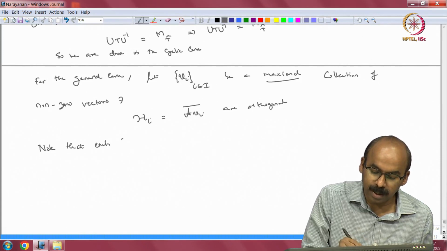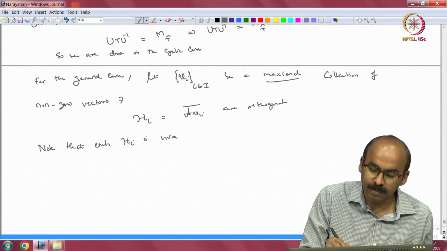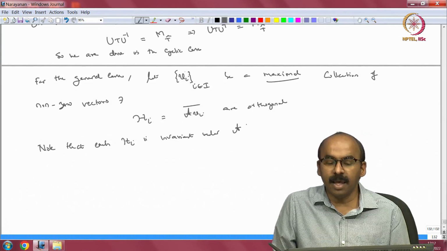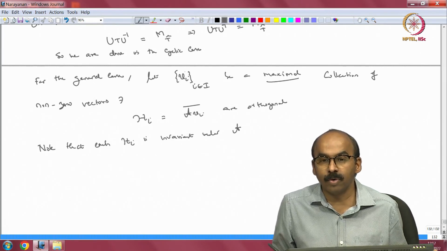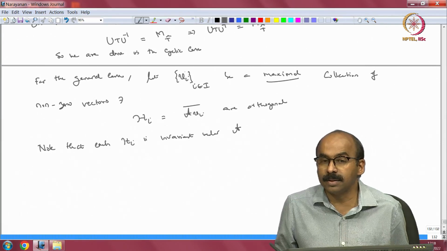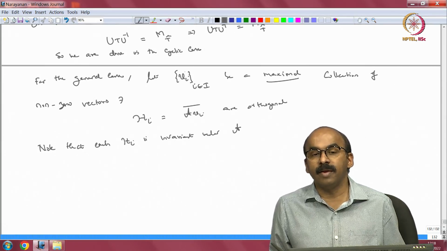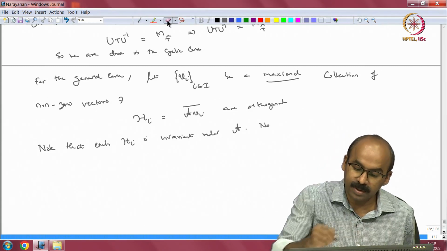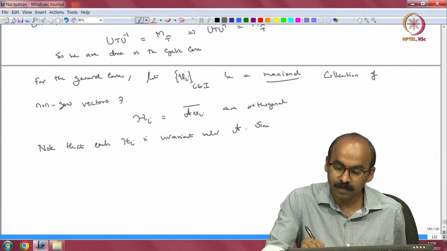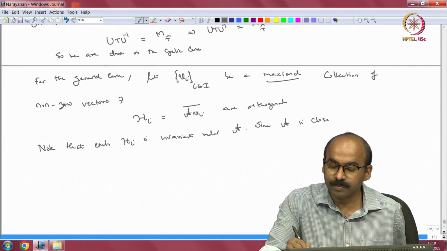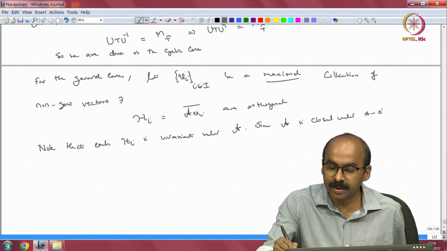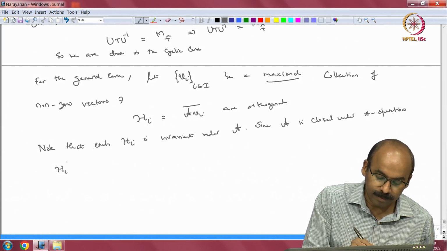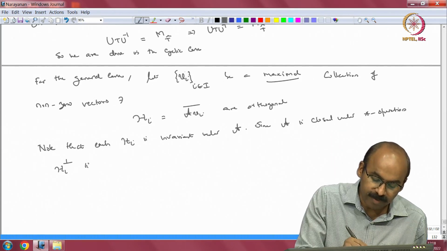So, note that each Hi is invariant under A, right, because it is A vi bar. If I apply A, I am still going to be in Hi. But you see, A is closed under the star operation. So, its complement is also going to be invariant under A. So, note that. Since A is closed under star operation, Hi complement, the orthogonal complement of Hi, is also invariant under A.